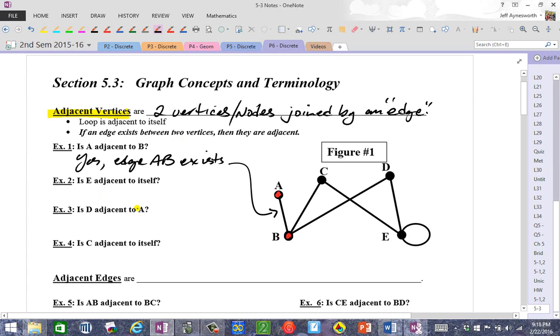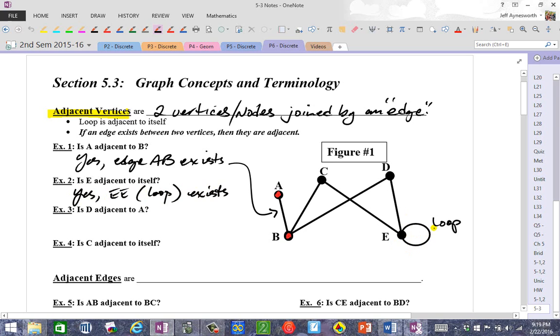The next question is, is E adjacent to itself? Well, I notice over here there's a loop, and up here it says loops are adjacent to themselves. So E, since it's a loop, is adjacent to itself. So I'm going to say yes again. EE, which is a loop, exists. It's on the graph. There's a loop right there. So since there's a loop at E, not just an edge, but a loop, E is adjacent to itself.